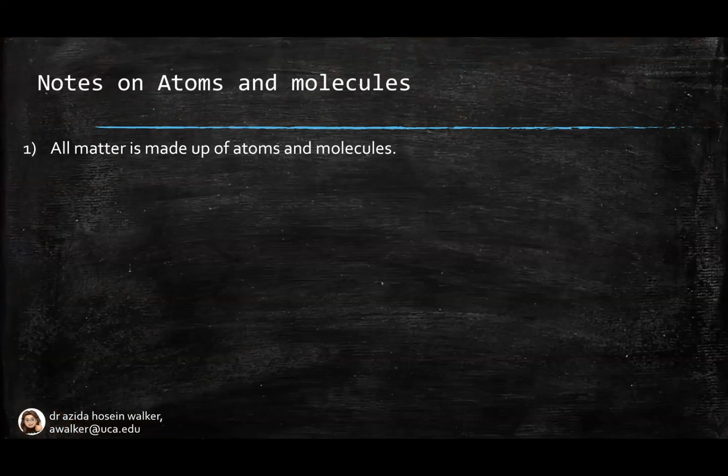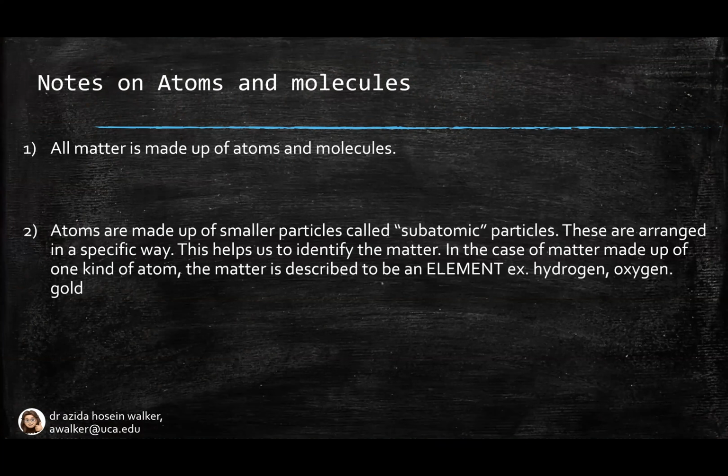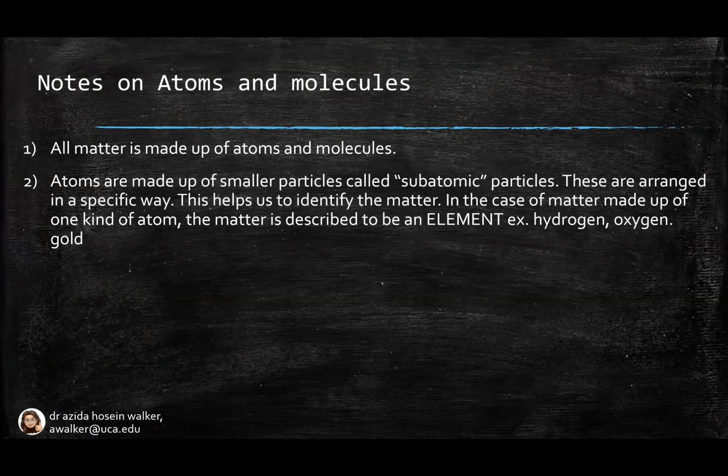As we learn about matter, in order to understand heat and temperature and the effects of heat and temperature on matter, we learn that all matter is made up of atoms and molecules. Atoms are made up of smaller particles, and these are called the subatomic particles. These are arranged in a specific way, and this helps us to identify the matter.